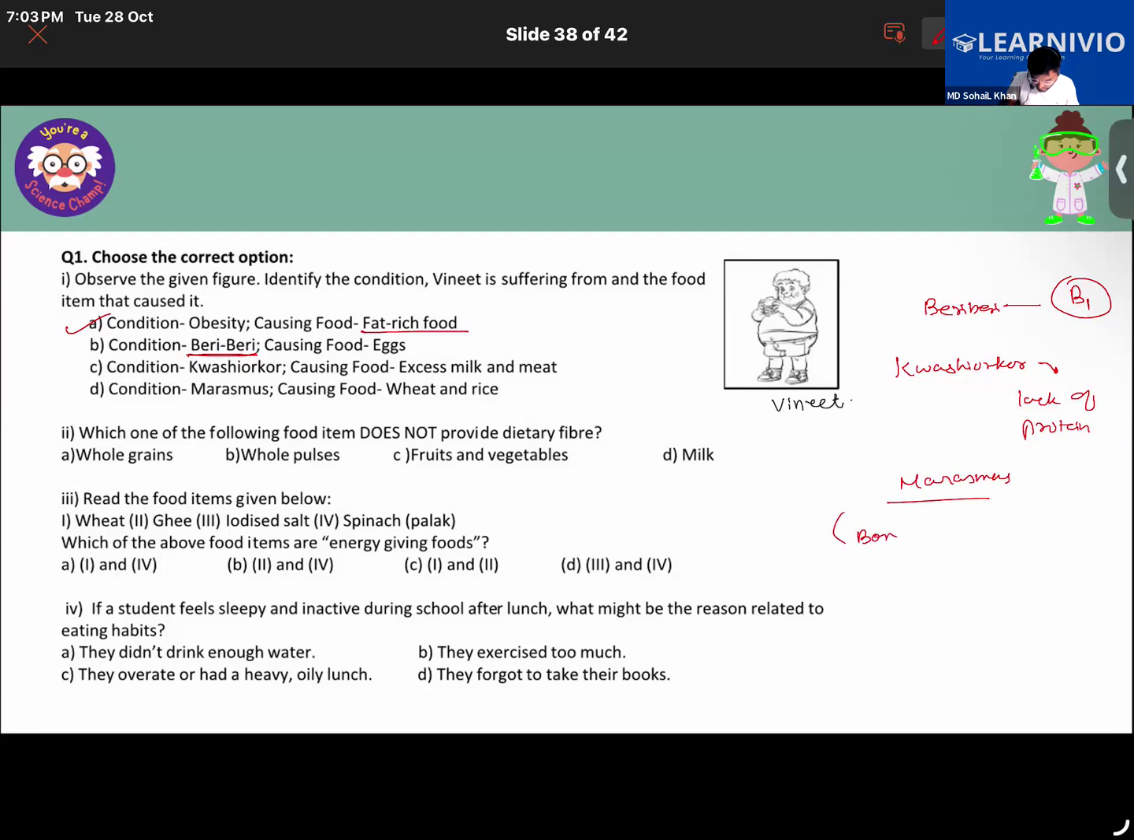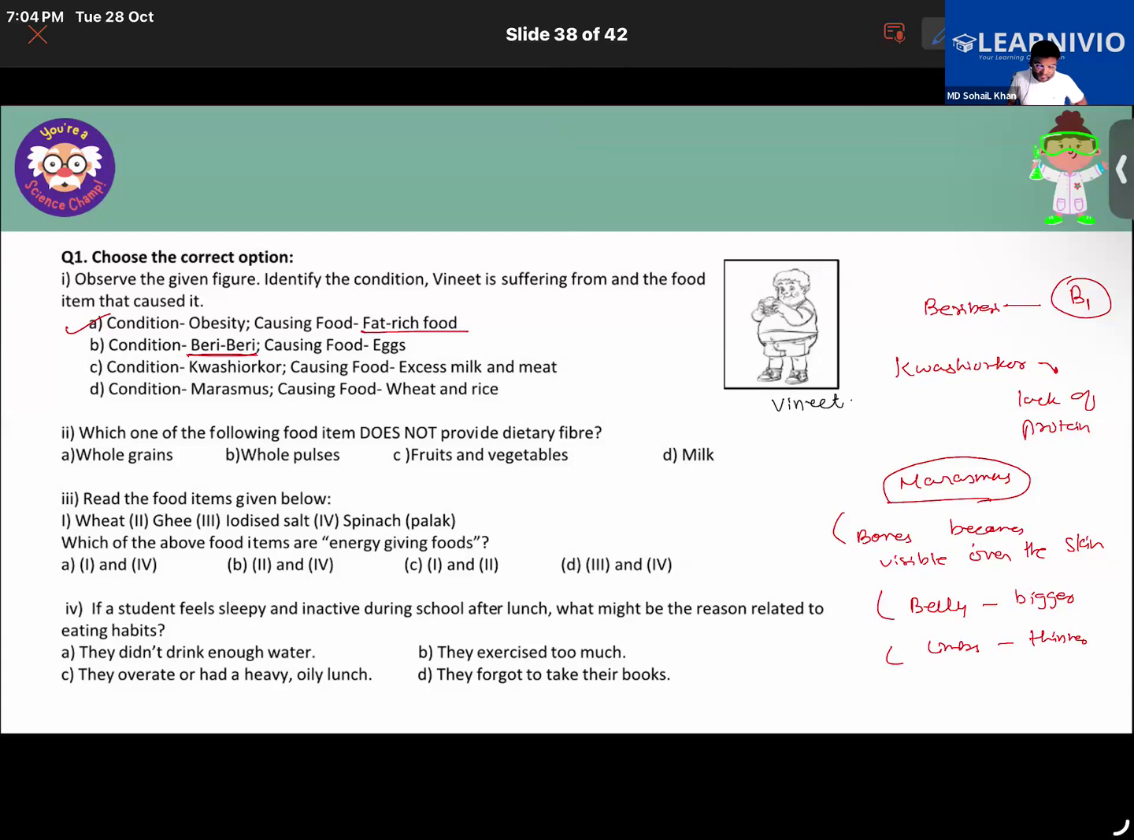In marasmus, bones become visible over the skin, and the belly becomes bigger. Belly basically means the stomach, right? Limbs become thinner in the case of marasmus.